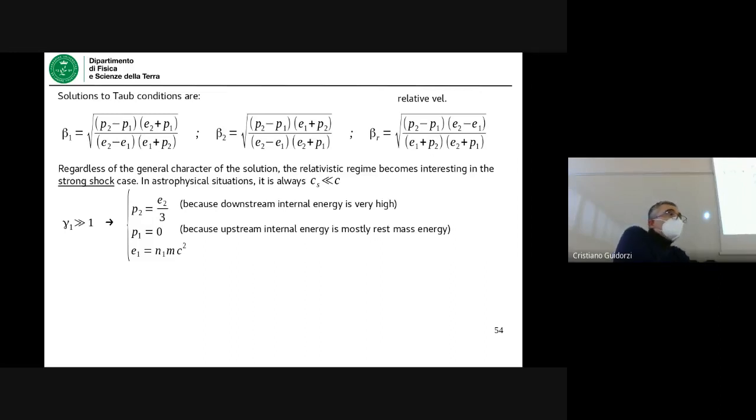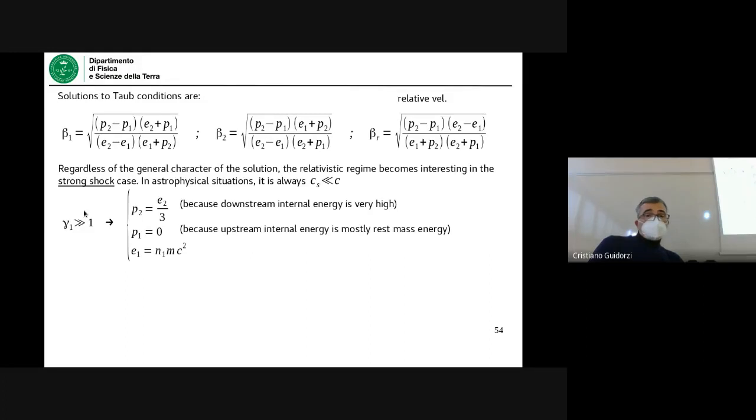gamma 1, well, automatically, if you just ride over the shock, you will see the upstream fluid coming to you with the same Lorentz factor, gamma. Since we call gamma 1 also the Lorentz factor of the shock in the lab frame. Okay. So focusing on a strong shock is equivalent to focusing on the case in which gamma 1 is much larger than one.